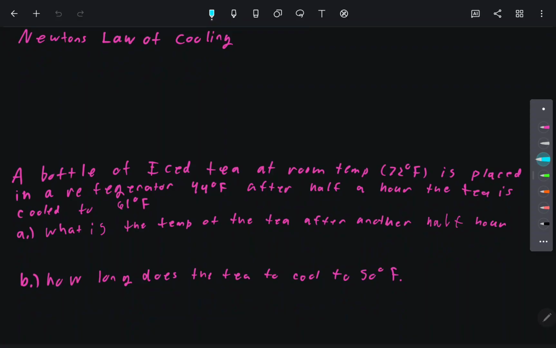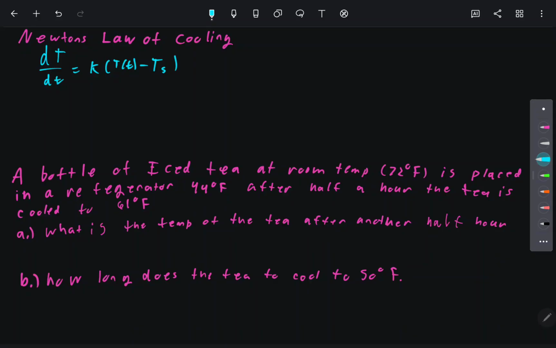If we set T of t to be the temperature of the object at a time t, then T of s is the temperature of the surroundings. Then we can formulate Newton's law of cooling as a differential equation. So this actually goes to show that the derivative of T is equal to a constant k times the function T of t minus T of s, which is the surroundings.